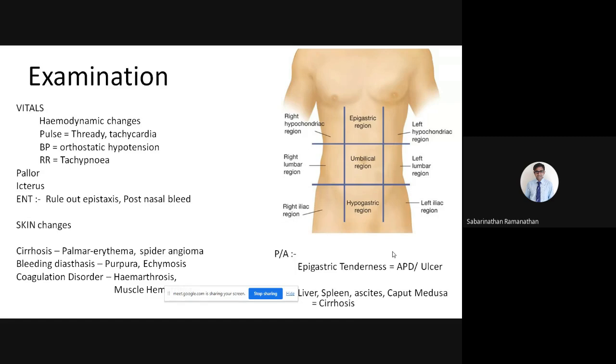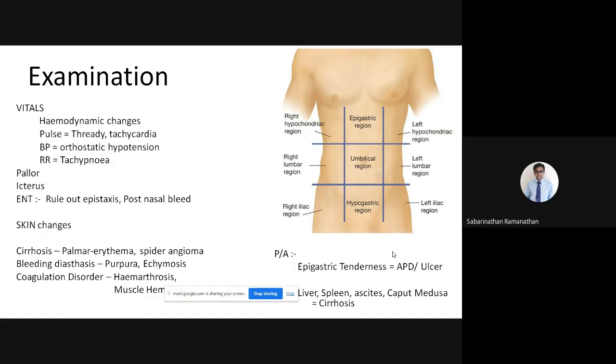And we should look for pallor, icterus, epistaxis, and postnasal bleeding. And we should look for skin changes. We can see any purpura or any other skin lesions, so petechiae and purpura indicate a low platelet count or vasculitis-related conditions.